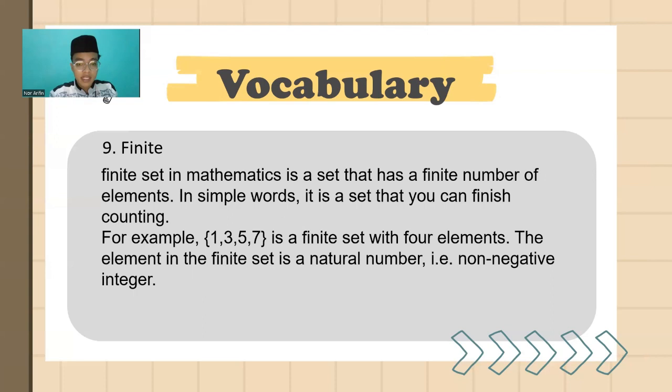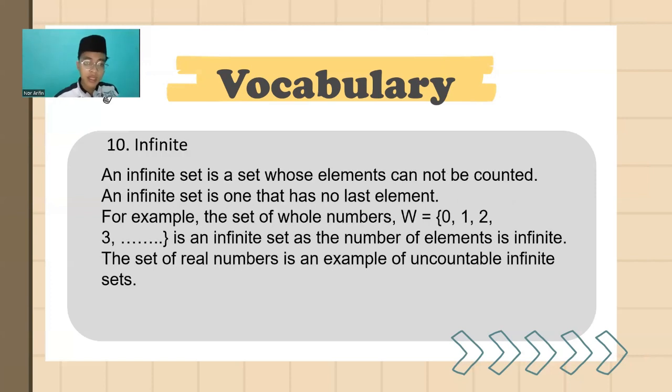Next, finite. A finite set in mathematics is a set that has a finite number of elements. In simple words, it is a set that you can finish counting. For example, 1, 3, 5, 7 is a finite set with 4 elements. The elements of a finite set are natural numbers, not non-negative integers.